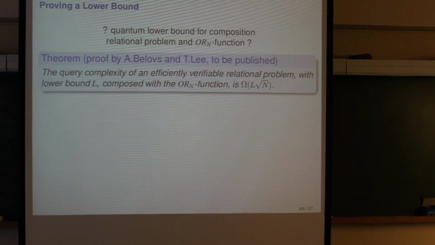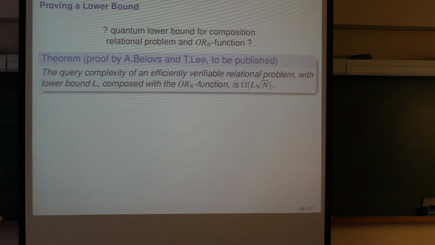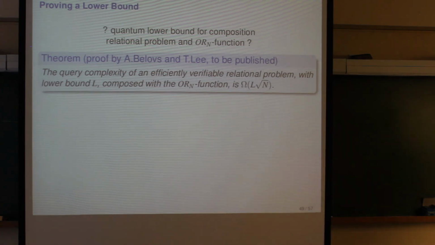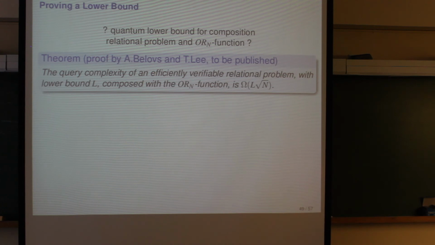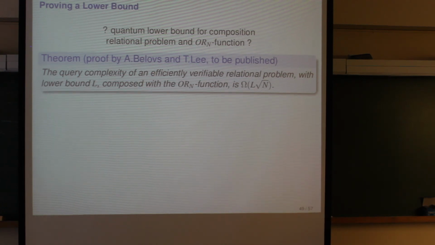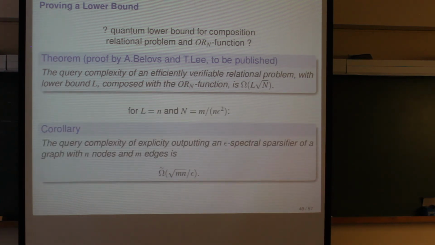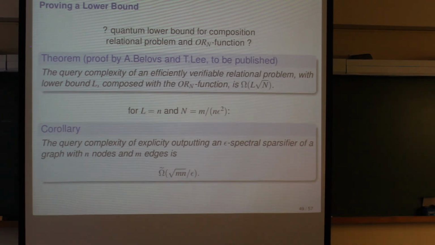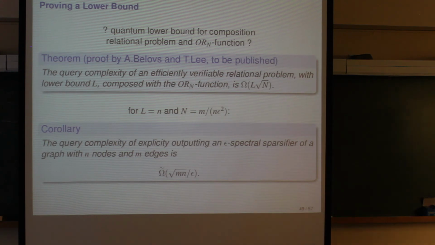So basically, if you have a relational problem which has lower bound L and you compose it with the OR over N bit functions, you find what you would expect, a lower bound which is L times square root N. Clearly proving this is non-trivial, and this is a paper that they'll publish in some weeks, I guess. So in our case, L would be n, capital N would be m over n epsilon squared, and so we find that the query complexity of outputting an epsilon spectral sparsifier of a graph takes Õ(square root of mn over epsilon) time. So this is a matching lower bound for our algorithm.